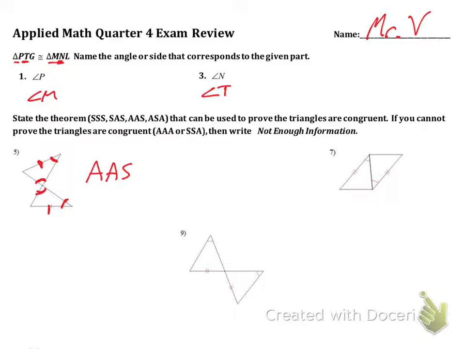7, okay, there's this side that's congruent, an angle, and then they share this side, so that means that's equal for both of them. So it would be side, angle, side. 9, there's an angle. There's also vertical angles, right? So these are congruent to each other. And then there's a side, so we have angle, angle, side.